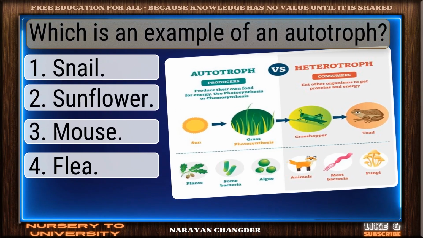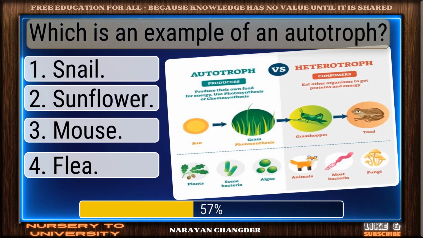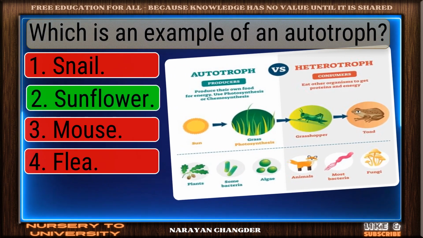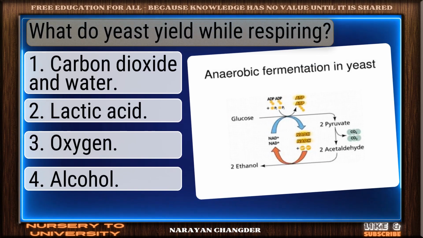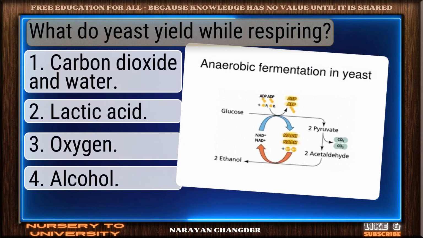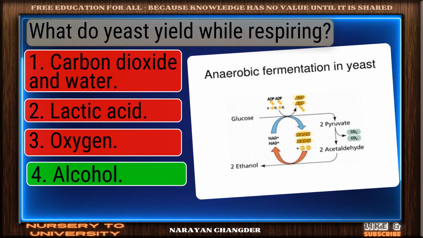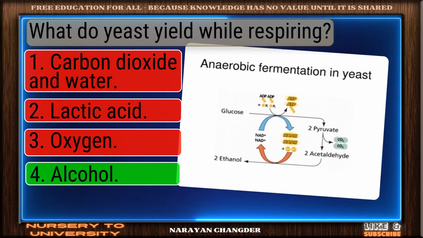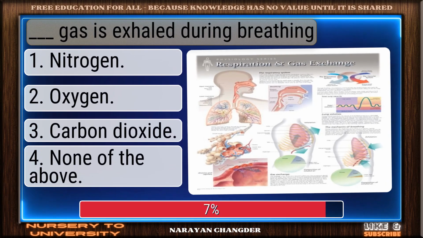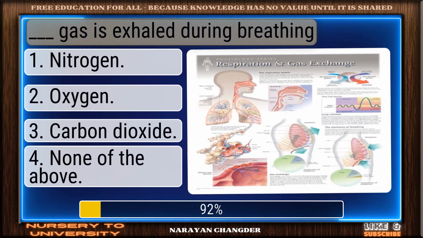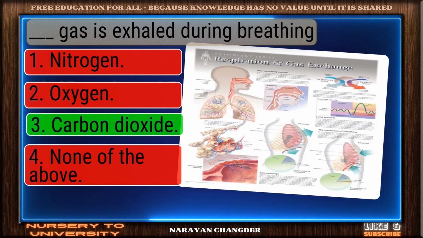Question number 165. Which is an example of an autotroph? You're right. Sunflower is the correct answer. Question number 166. What do yeast yield while respiring? Perfect. Alcohol is the correct choice. Question number 167. Dash gas is exhaled during breathing. Nicely done. Carbon dioxide is a solid answer.